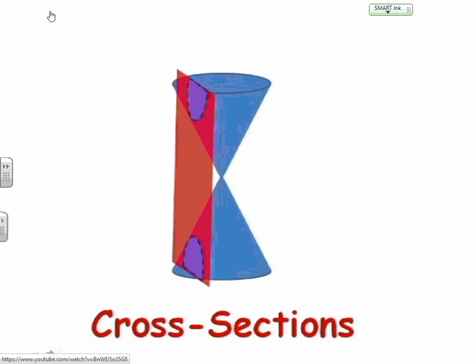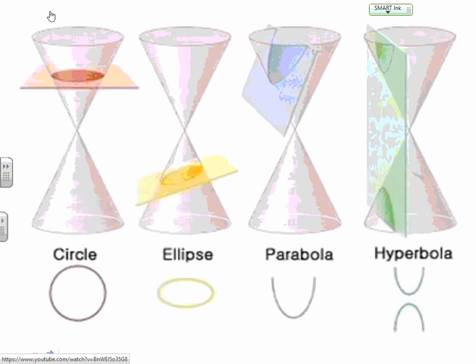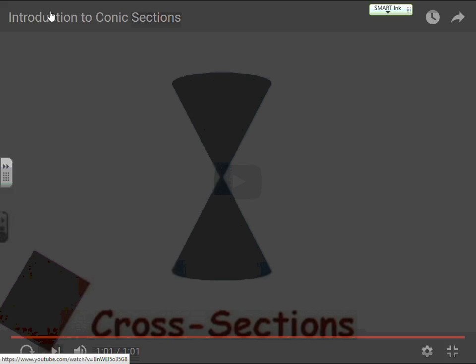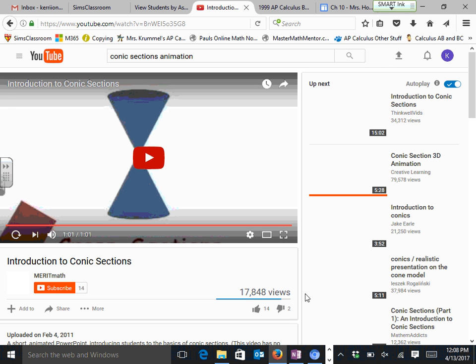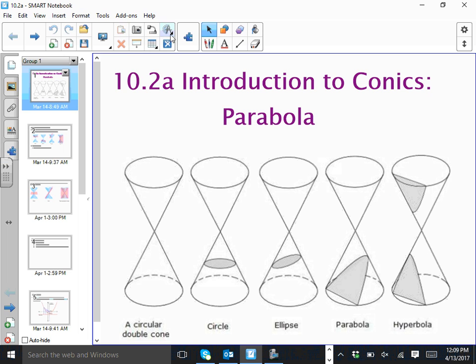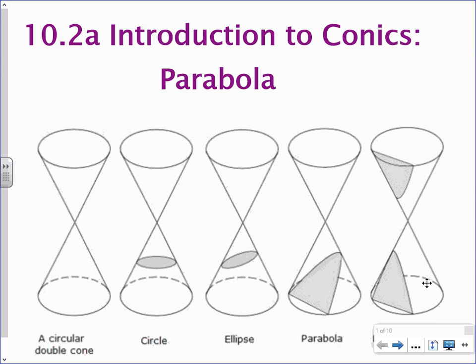And then if we slice through both cones, it looks like two parabolas. It's called a hyperbola. And that is what conic sections are. Those are the four that we're going to focus on today. Or, well, I guess for the next couple weeks. All right, today we're going to focus on what a parabola is.